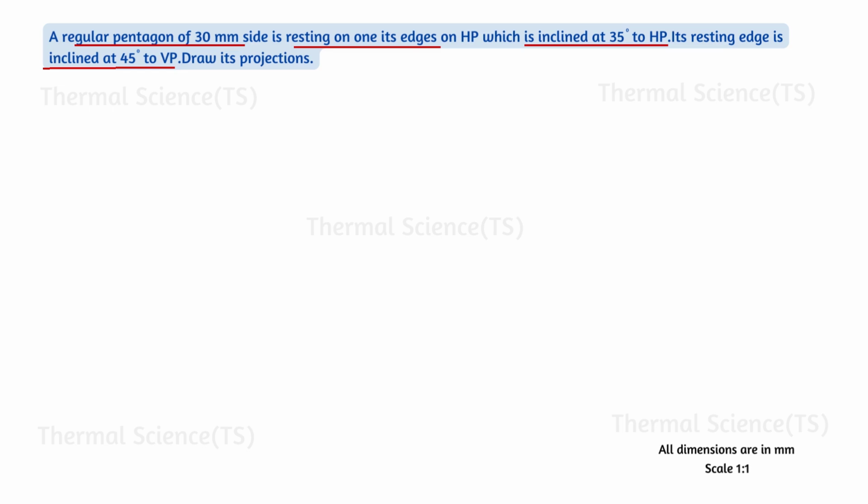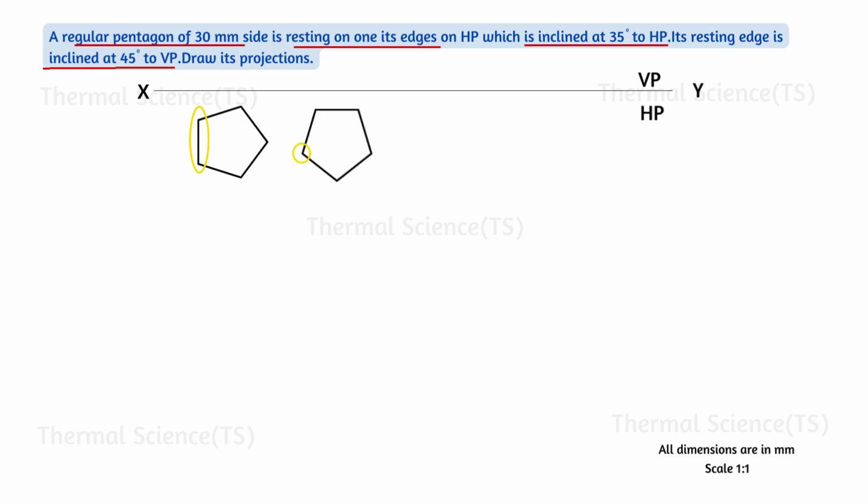For pentagon, there are four resting positions. First, pentagon resting on its side or edge and resting side perpendicular to VP. Second, pentagon resting on its corner with the side or edge parallel and near to the VP. Third, pentagon resting on its corner with the side or edge perpendicular to VP. Fourth, pentagon resting on its corner with the side or edge parallel and far away to VP.